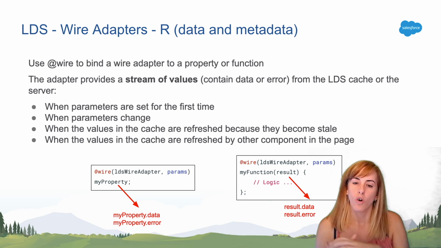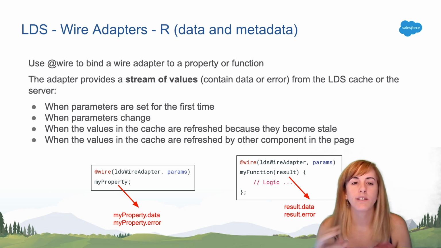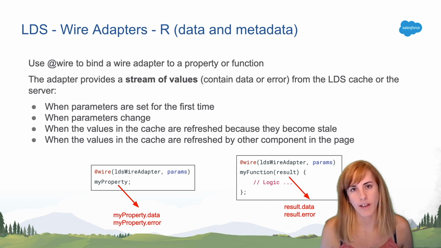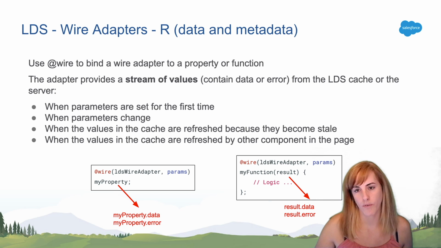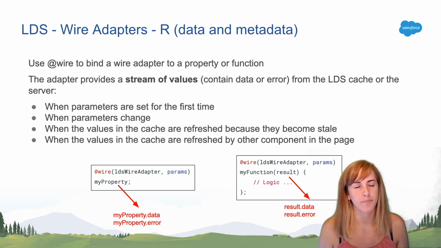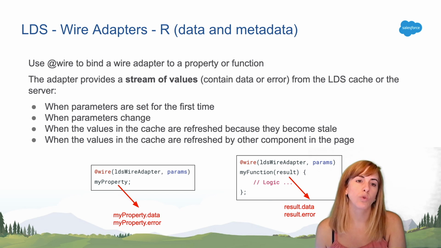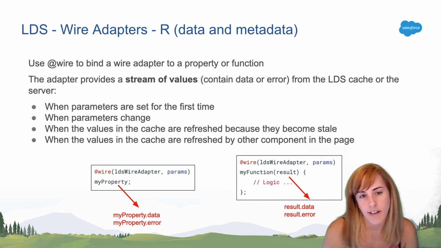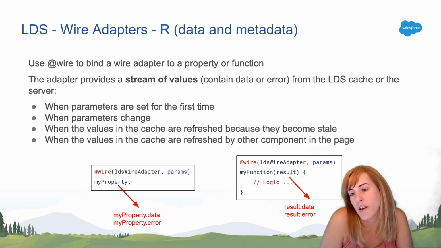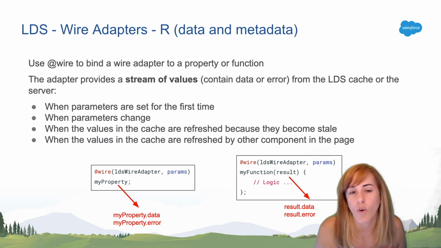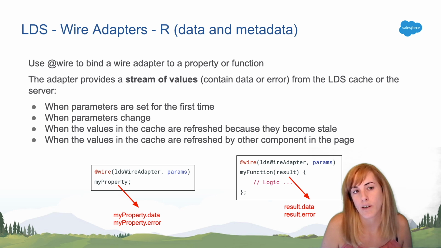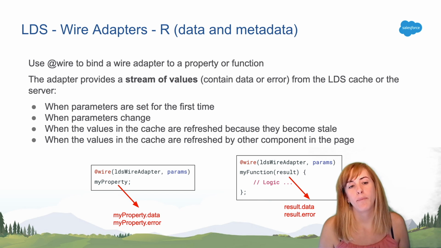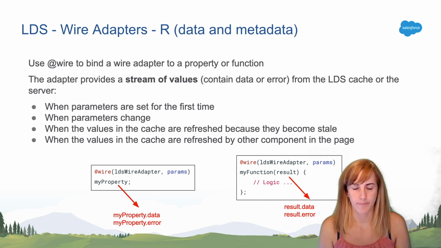Okay, so we said that base components use Lightning Data Service behind the scenes, and we saw that in our example, right, in which we modified a record in one of the components and the synchronization happened. But you can use those adapters and functions directly when needed. Remember that it's always easier and faster to use base components, and if they cover your use case, you have no reason for using a Lightning Data Service adapter or function. But if you need more customization capabilities, then you can do it this way.